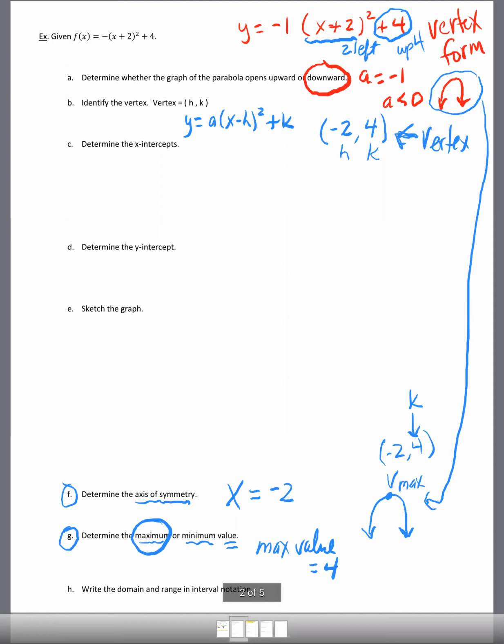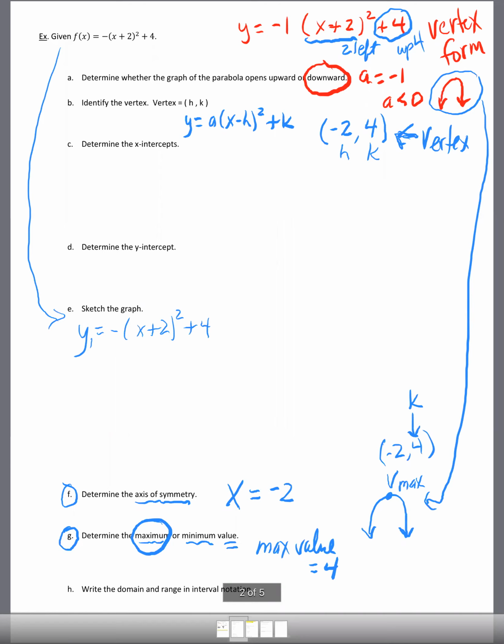Now again, at any time, you and I could have taken our function, gone to our graphing calculator, typed in our y1 as negative the group of x plus 2 squared plus 4. So at any time, you can also go and graph that.